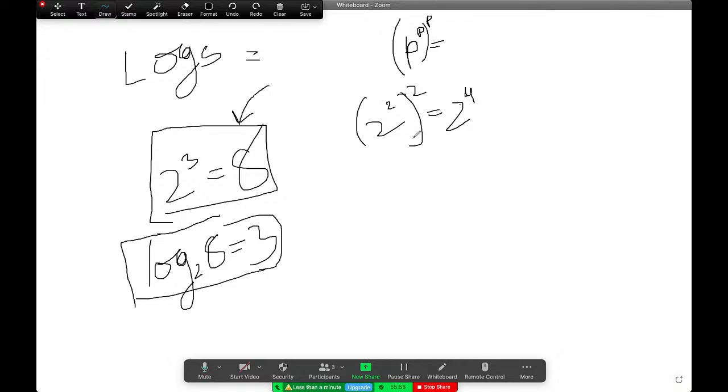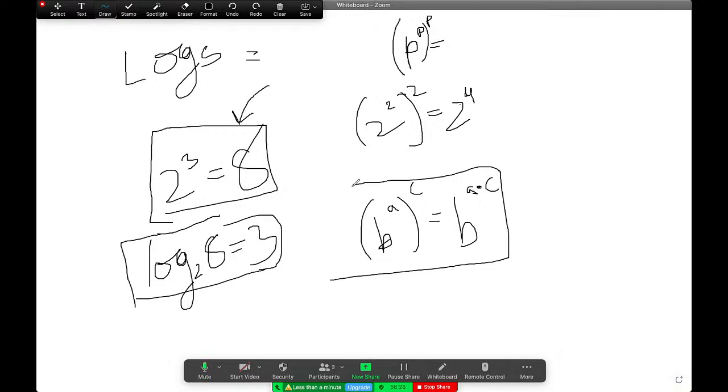Okay. So that was a little bit confusing, but basically what he said was, if you have b to the power of a to the power of c, this is equal to b to the power of a times c. That's what I said, yeah.